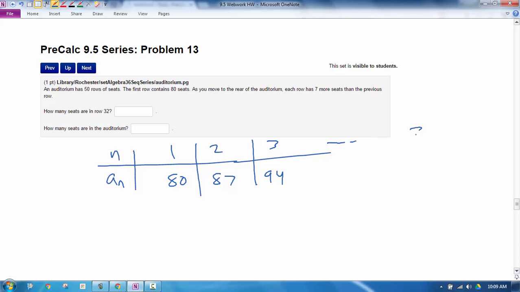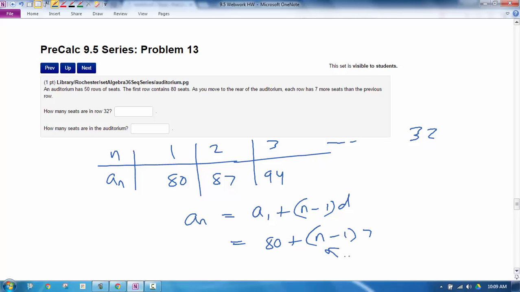So if we go down here to 32, let's just use the formula for arithmetic in this case, which is the first term plus n minus 1 times the common difference. First term is 80, n minus 1 times the common difference of 7. And in this case, we're going to plug in 32 for n, so we can find out in the 32nd row how many seats there are. Okay, you get 297 for that.